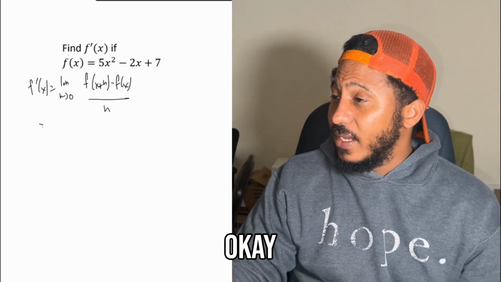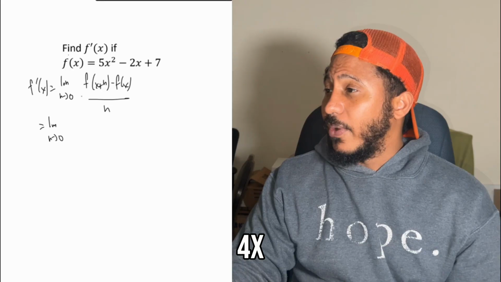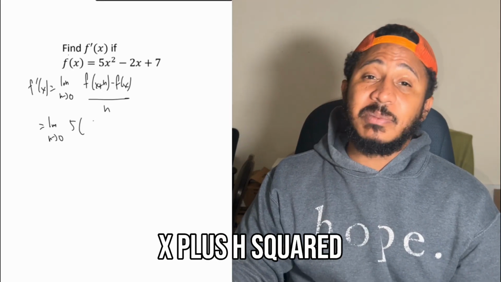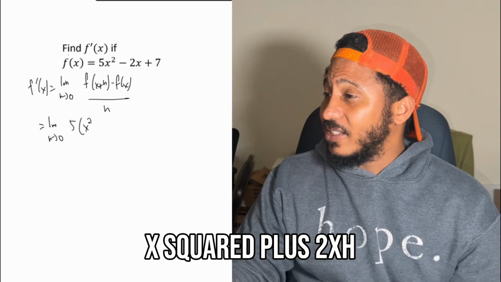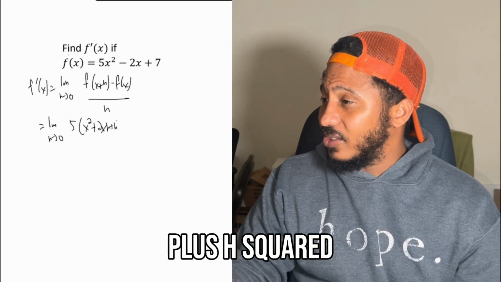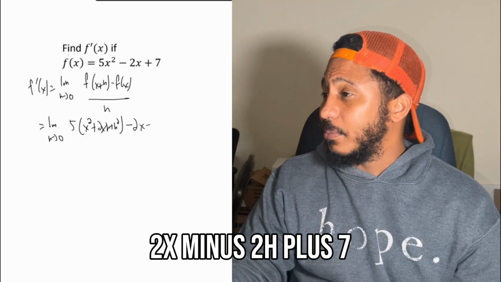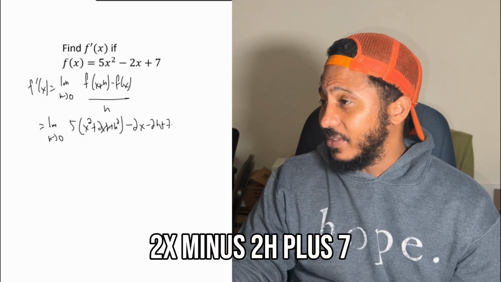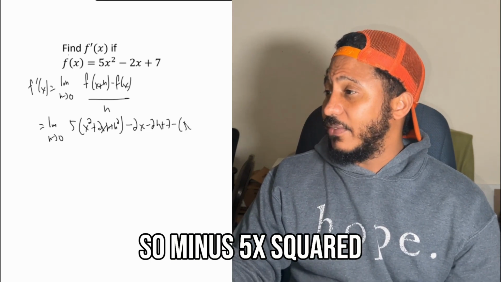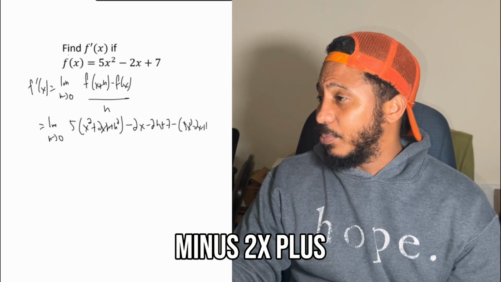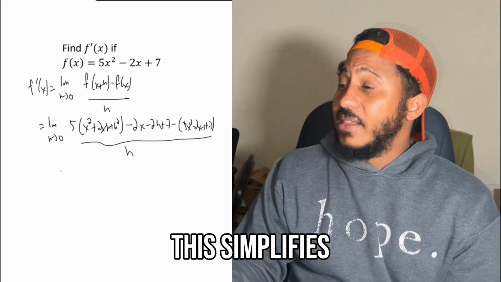So here we get, okay, this is the limit as h approaches 0 of, if I plug in x plus h, 5 times (x plus h) squared, which is 5 times x squared plus 2xh plus h squared, minus, if I plug in x plus h, we get 2x minus 2h plus 7, and then minus that whole f of x, so minus 5x squared minus 2x plus 7, all over h. Now, how does that help us? Well, this simplifies, okay, right?